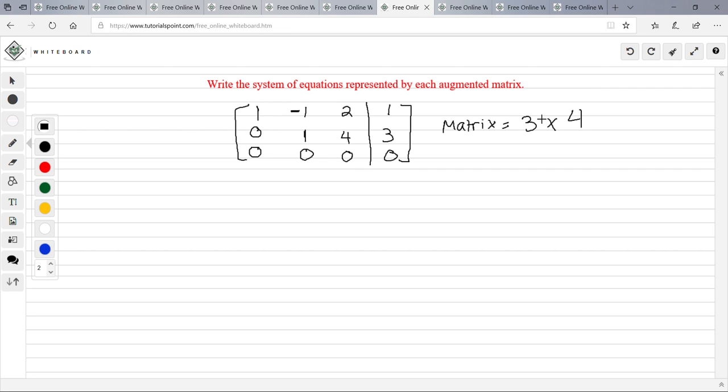And see that here we could call this column x, y, z, or you could say a, b, c. It doesn't really matter. I'm just going to stick with x, y, and z because that's very common. Then what we have to do is, okay, so we know this solid line means equal, right? And then this column is our constants.